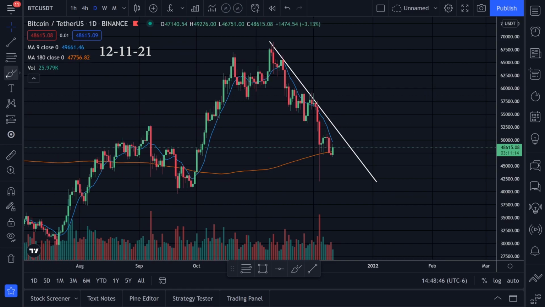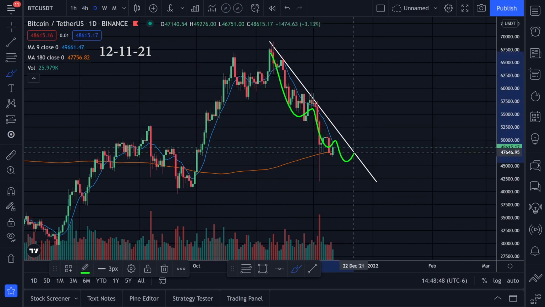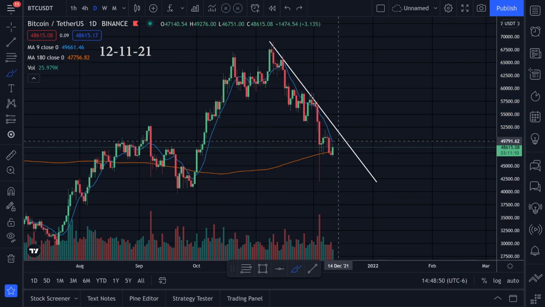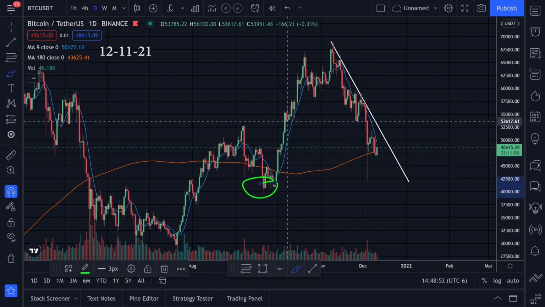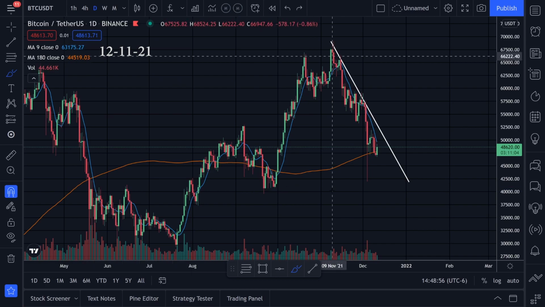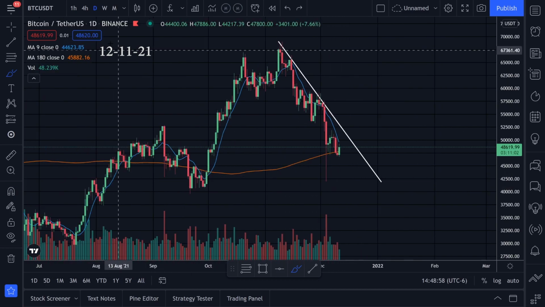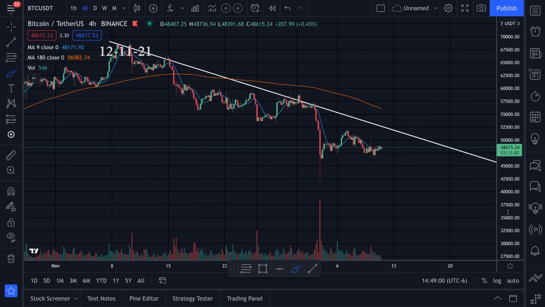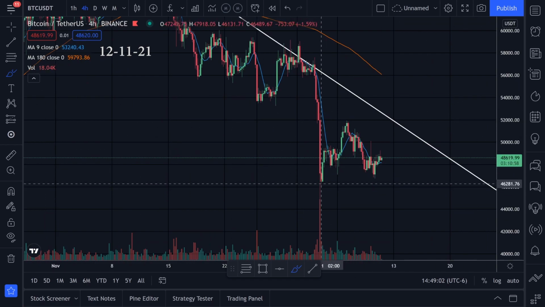And until we break this line decisively, then I'm looking at the previous support level down here sitting at around maybe 41k. I have a limit order sitting down here. The next thing I'm looking at is if we jump in the 4-hour time frame, it kind of looks like we might be getting a little bit of support right now.